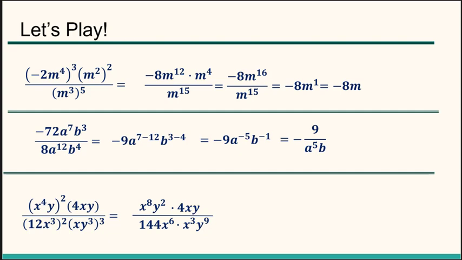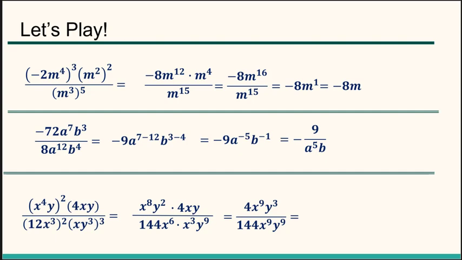If I take care of just the numerator, I take care of that 4. And then count up my x's. I have 8 there and 1, so that's going to be x to the 9th. I have 2 y's here, 1 here. That's going to be y to the 3rd. 144, just write him down. X to the 6th times x to the 3rd, well, that's x to the 9th. And then y to the 9th.